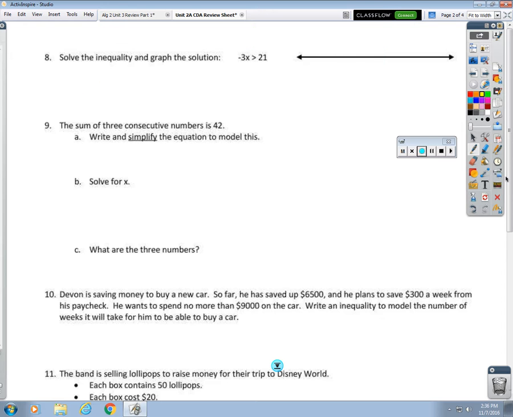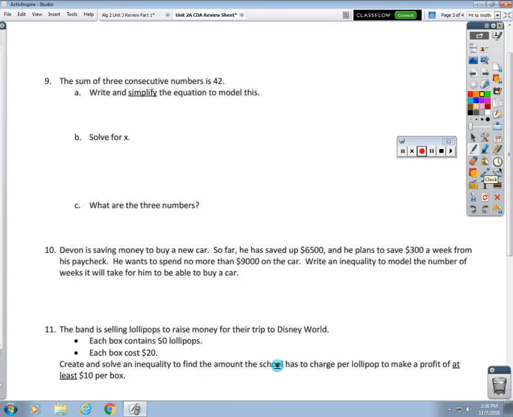Okay, number 9. The sum of 3 consecutive numbers is 42. Write and simplify the equation to model this. Well, what do they mean, 3 consecutive numbers? Give me an example of 3 consecutive numbers. Okay, 6, 7, 8. So if I use the letter x to represent 6, so just think of this x as a 6. How can I represent 7? x plus 1, because that's like 6 plus 1 is 7. How can I represent 8? Right, and then those are supposed to sum, which means add up, to 42.